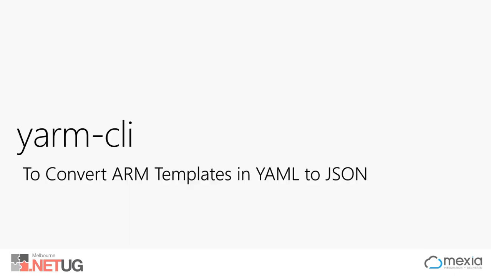Also, when you're writing an ARM template in YAML, that's the authoring point of view. Now we are talking about when you finish writing in YAML and you need to actually convert that into JSON format. So that's the small utility command line tool called YAML CLI. It actually converts an ARM template written in YAML into JSON.